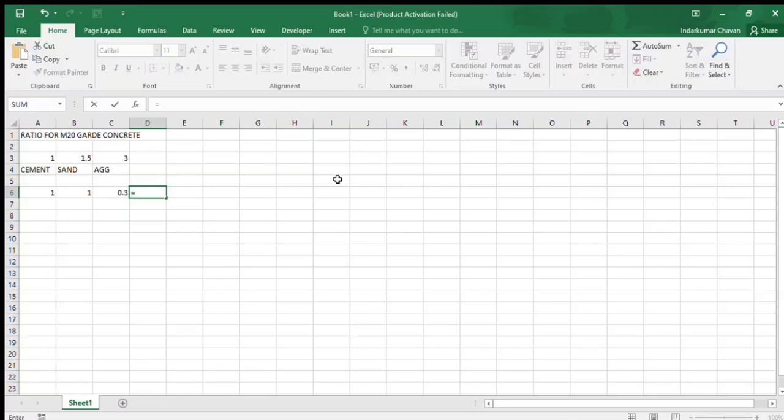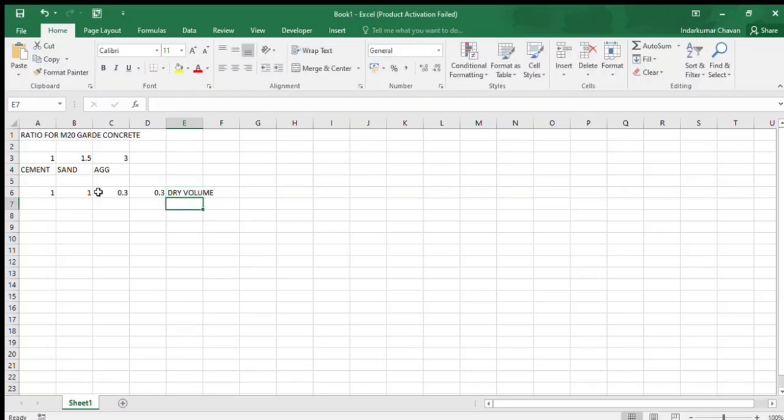For that we apply the formula in Excel: equal to product, double click on it, select the range and press enter. So 0.3 cubic meter of concrete is required for 1 square meter area. This is the dry volume.